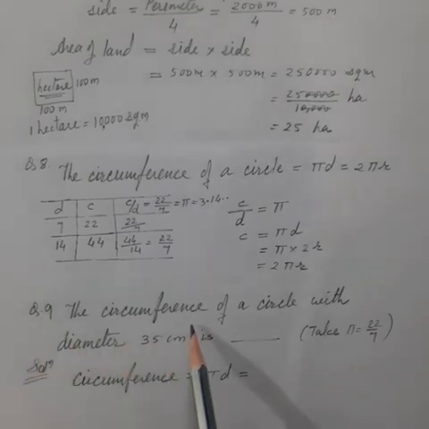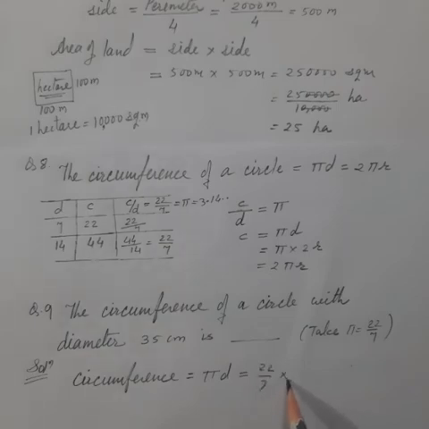Question 9. The circumference of a circle with diameter 35 centimeter is what? Diameter is given. So formula will write circumference is equal to pi d. The value of pi is given 22/7 and diameter is given 35 centimeter. Simplify this. 7 ones are 7, 7 fives are 35. Multiply the numerators. 22 into 5 is 110. Unit is centimeter. So the circumference of the circle with a diameter 35 centimeter is 110 centimeter.